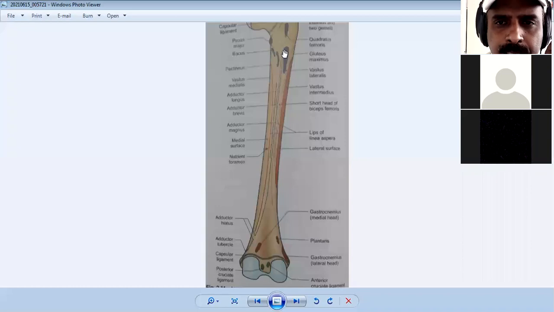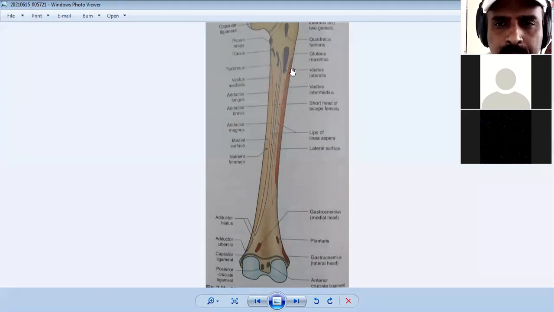Adductor magnus, you have to tell the insertion points: medial lip of the gluteal tuberosity, medial lip of the linea aspera, medial supracondylar line, and adductor tubercle. This is the adductor tubercle. Adductor tubercle, medial supracondylar line, medial lip of linea aspera, medial lip of gluteal tuberosity. That is the four insertion points of the adductor magnus muscle. And adductor longus and brevis insert on the medial lip of the linea aspera. Lateral lip of the linea aspera gives attachment to the vastus lateralis muscle.